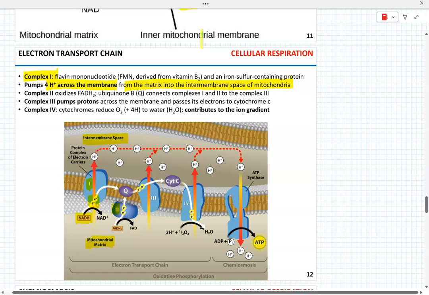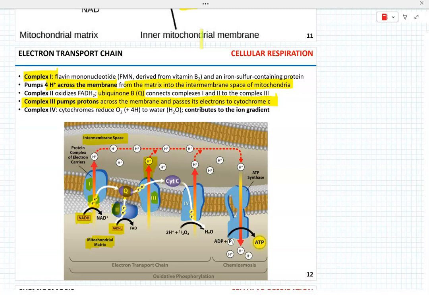Complex 2 oxidizes a molecule of FADH2 to FAD. The electrons that are removed from FADH2 are transferred by means of ubiquinone, Q, to complex 3, which uses the energy of these electrons to again pump hydrogens from the mitochondrial matrix into the intermembrane space across the inner membrane of mitochondria.